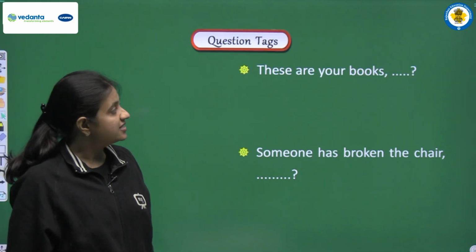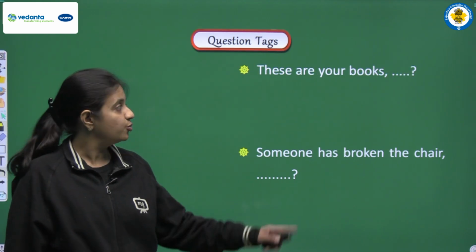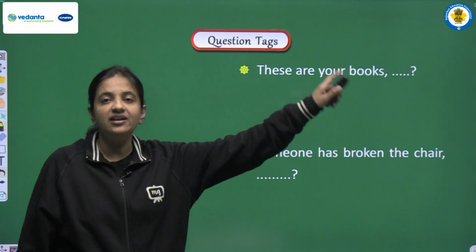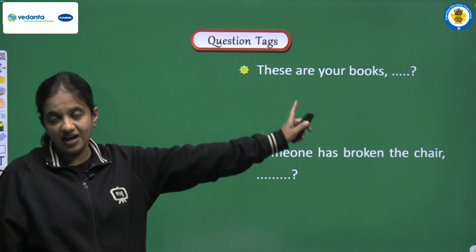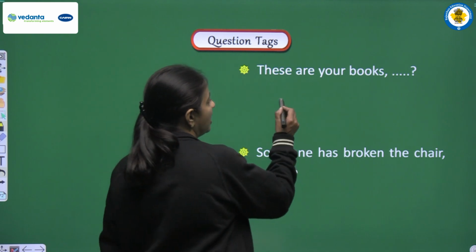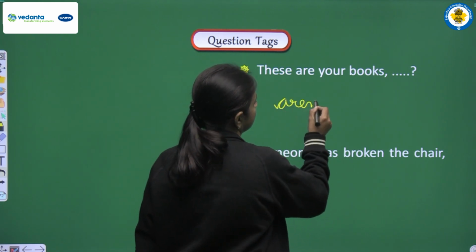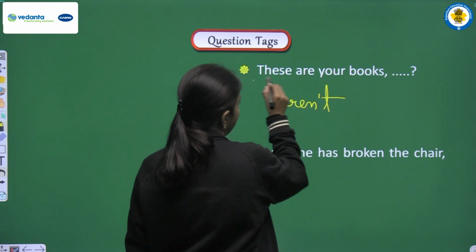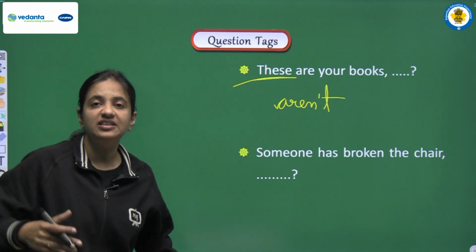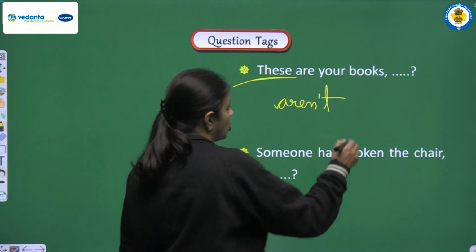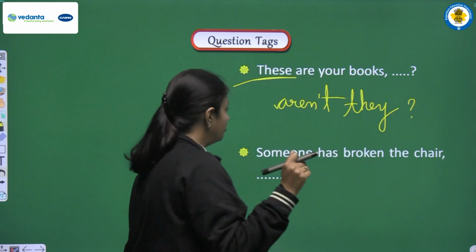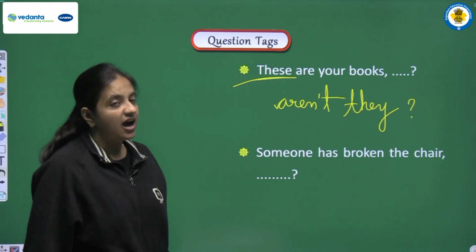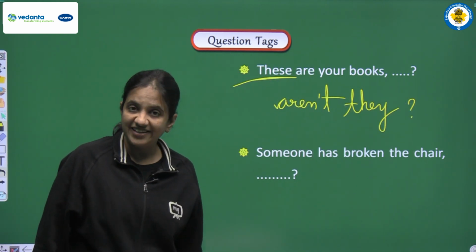Next is these are your books. So we are having a positive statement. So the question tag will be a negative one. So we are having are plus not, it will be aren't. And we are having these. So when we are having these, those, such words, we always use they. So the complete sentence will be these are your books, aren't they.